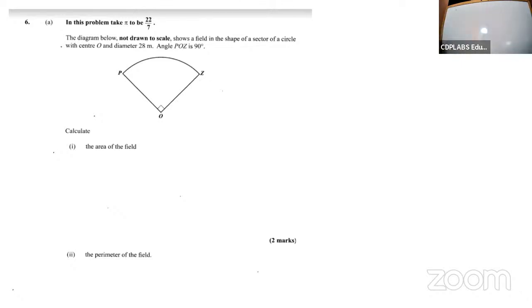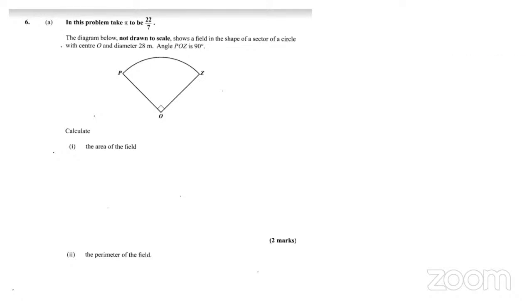How do we know that it's a quarter of the circle? How do you know that? What do you use to know it's a quarter of the circle? How can you prove that it's a quarter of the circle?